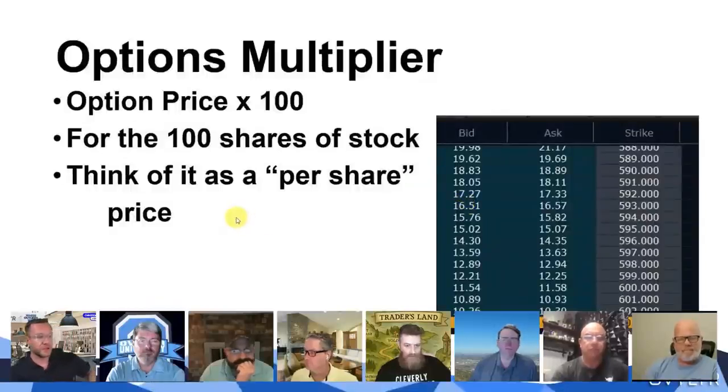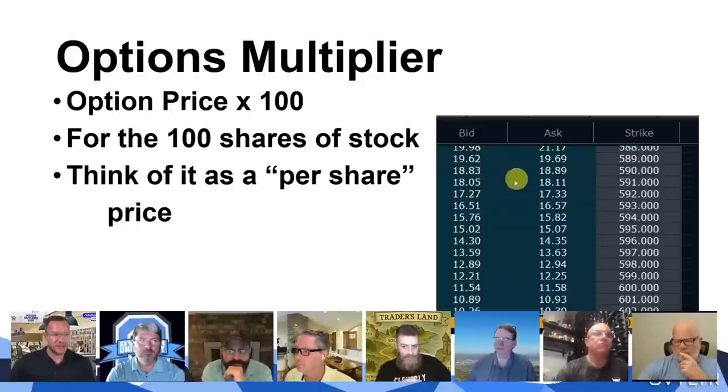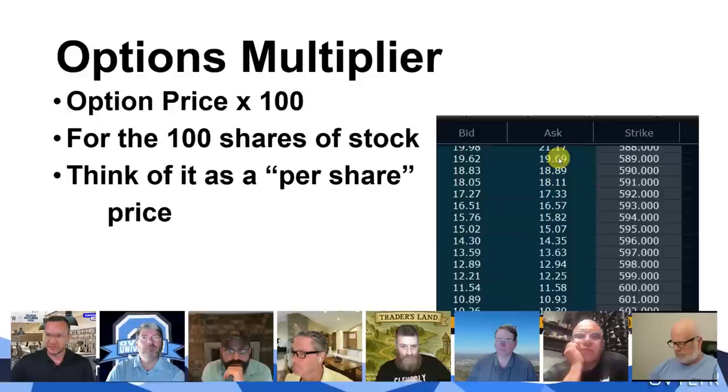Now, let's talk about this, right? The options multiplier. The options multiplier means that every one contract you buy is worth 100 shares of stock. Now, this is where it gets really, really cool. So if we're looking at this example options chain right here, $19 would be the price of the option to get the 590 strike.